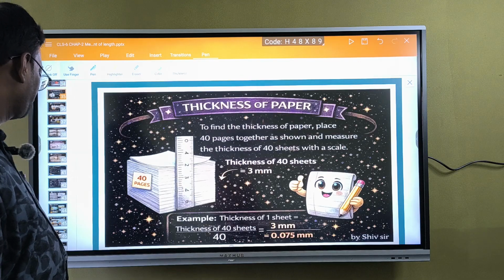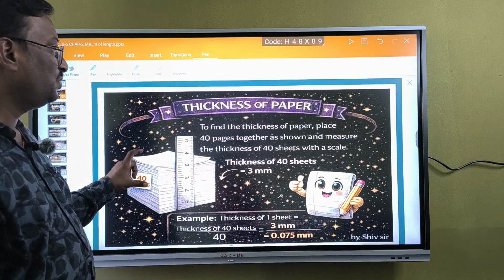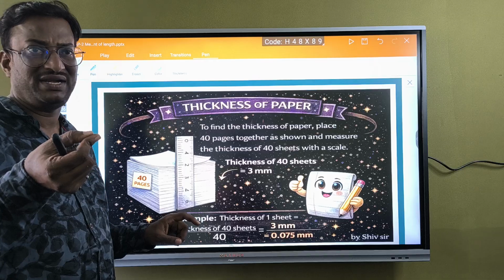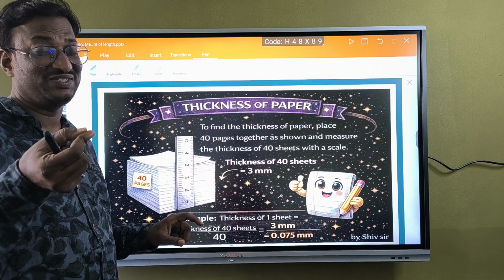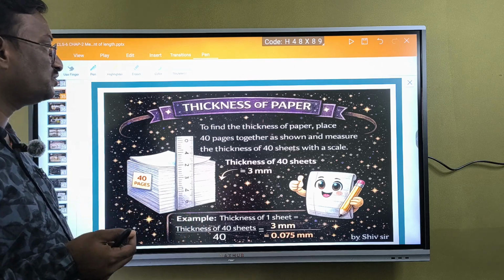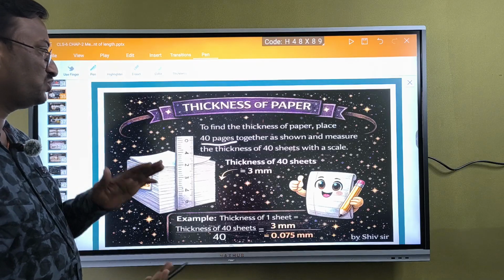See now. Next thing, thickness of the paper. In order to find how thick a paper is, we cannot measure a single paper, right? It is difficult to measure the thickness. It will be very small in size. So for that, what do we have to take? We have to take a few pages, maybe 40, 50 pages together.